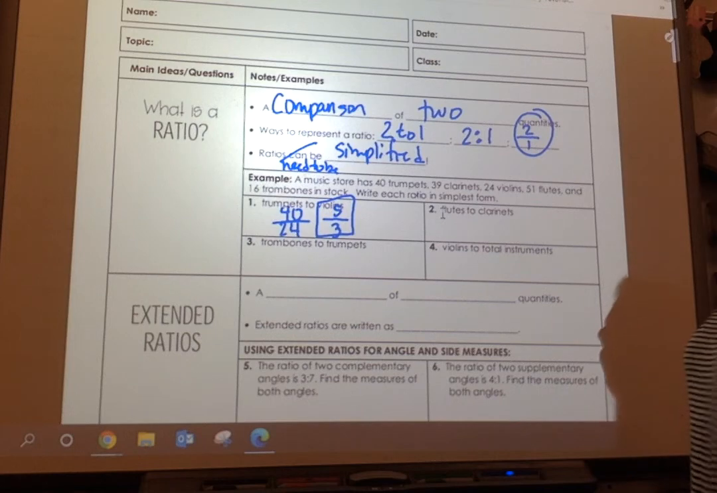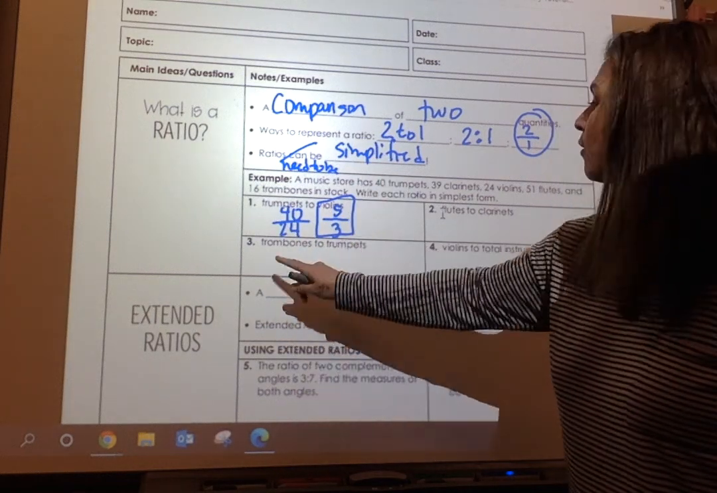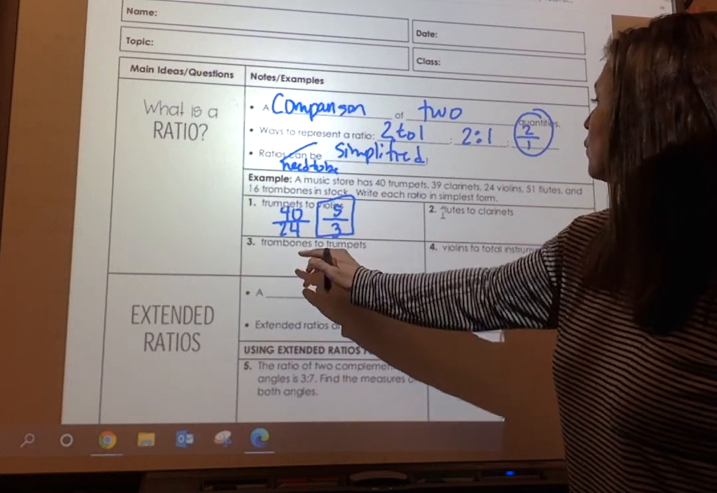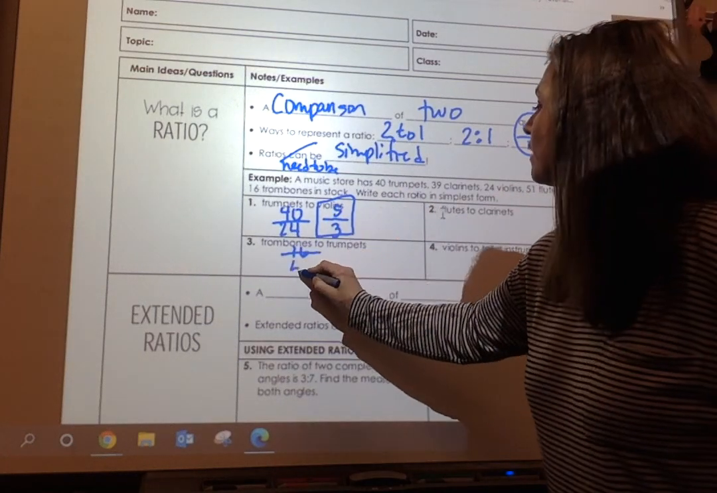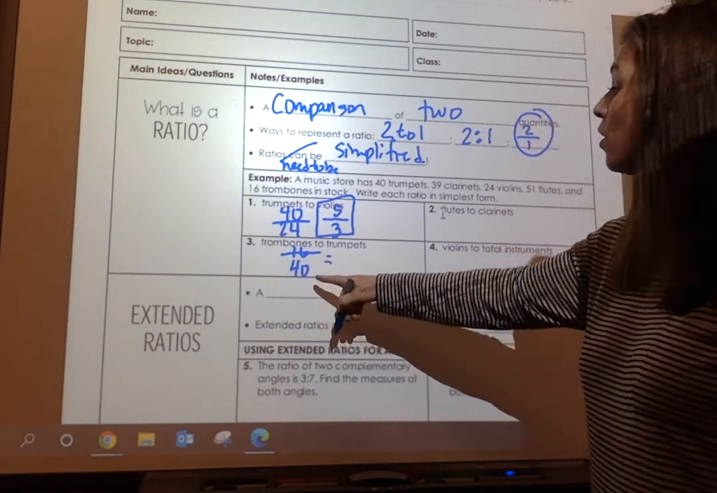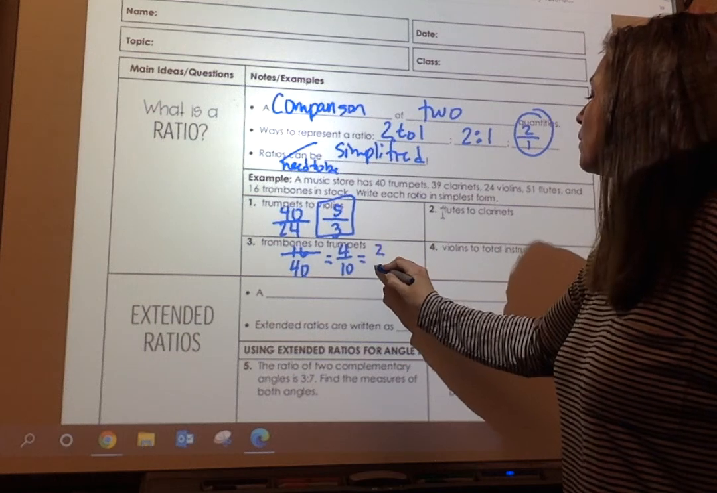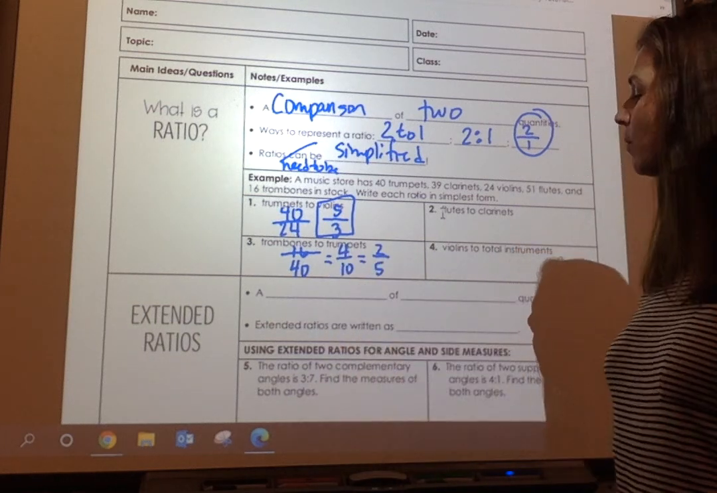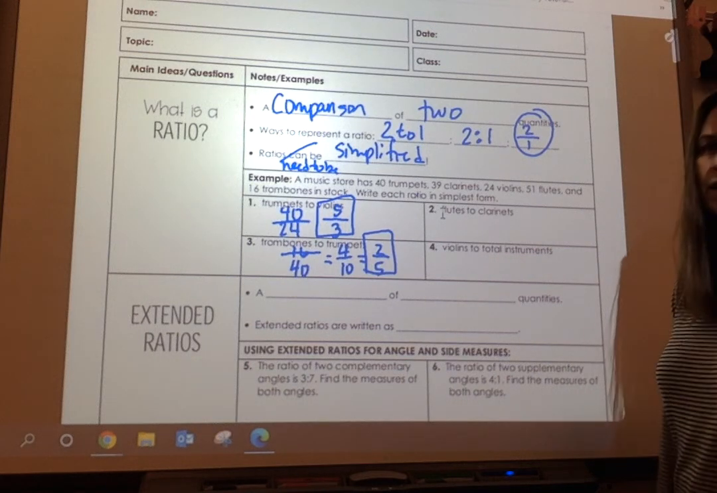If I want to compare trombones to trumpets, remember, order does matter. You do trombones first, we have 16, and then trumpets, we have 40. So if you have 16 over 40, you would have 4/10, but that could also be reduced to 2/5. 8 goes into both of those as well, and we simplify as low as we can to 2/5.